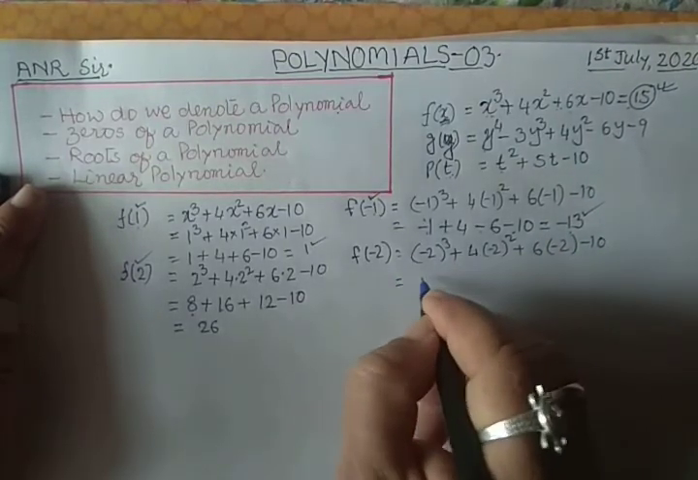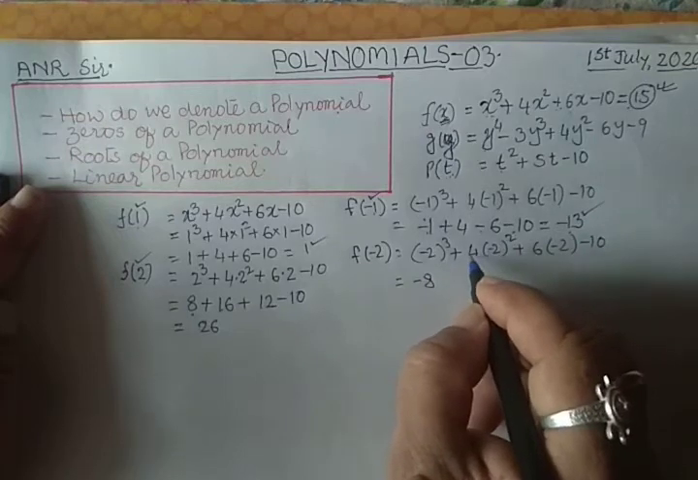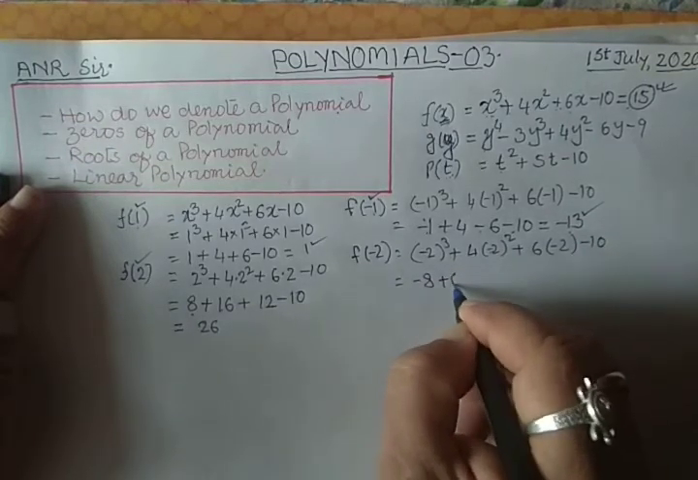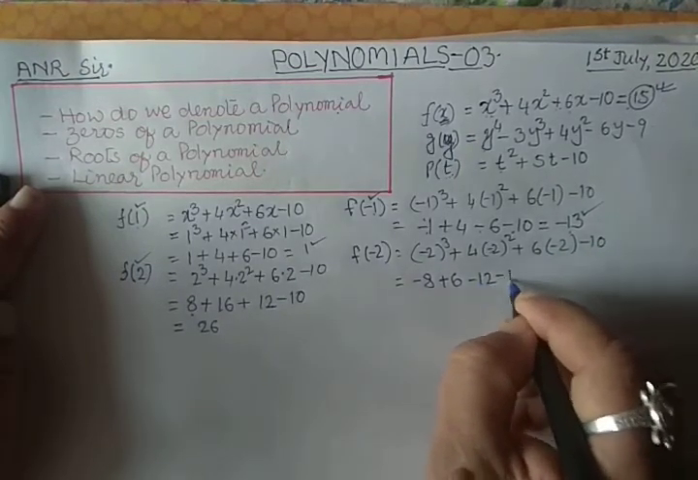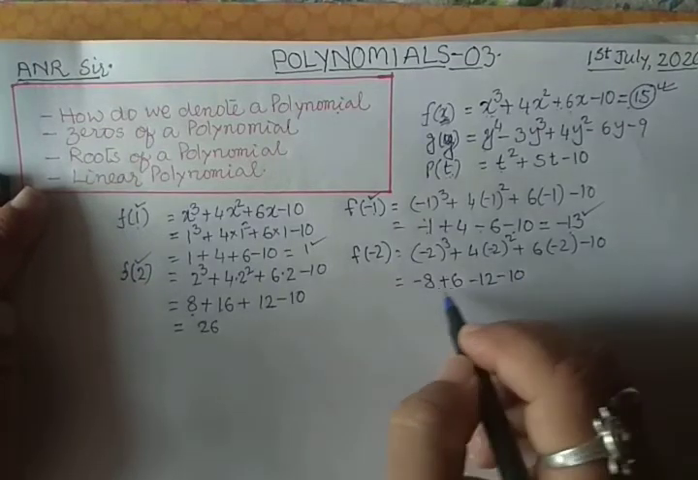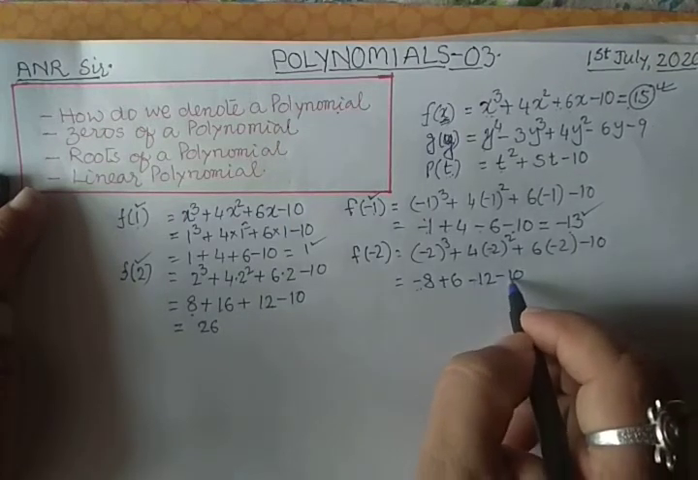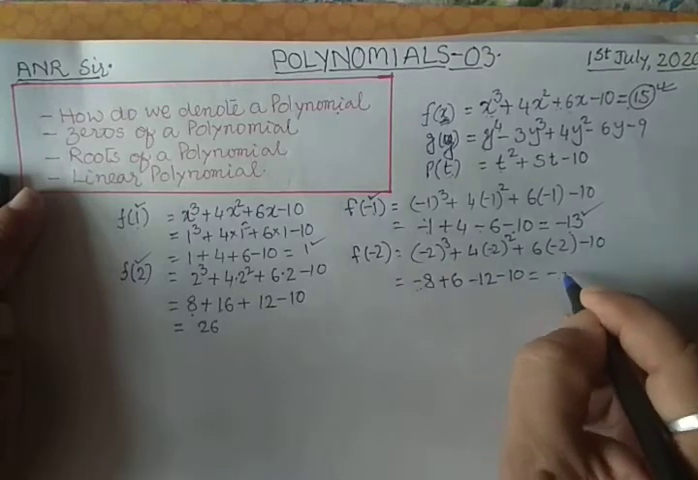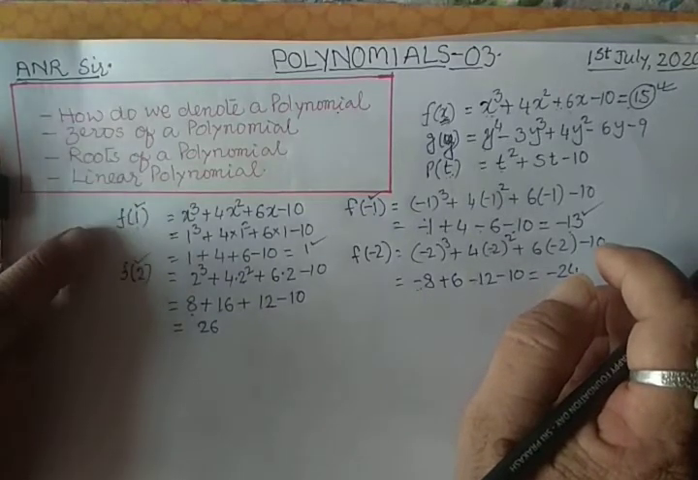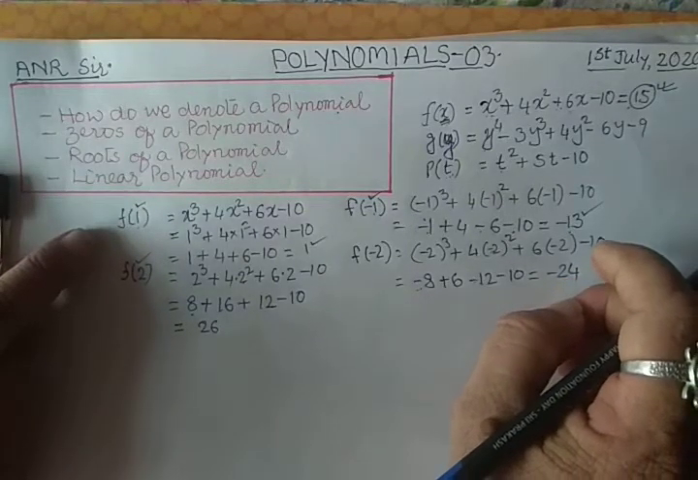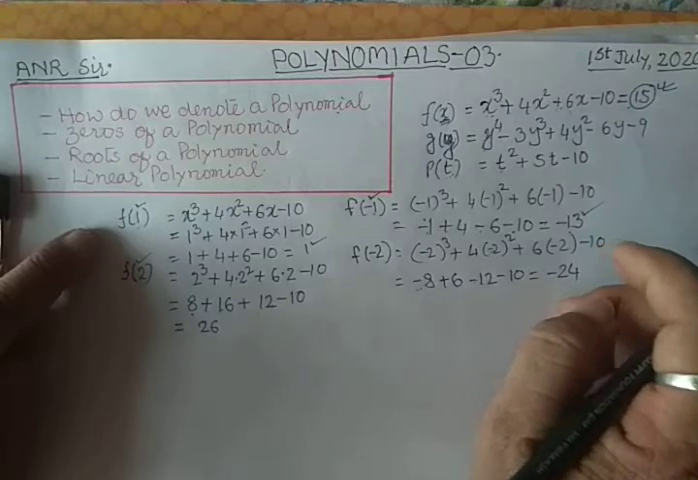Okay, minus 2 whole cube means what? Minus 8. Minus 2 square means plus 4. 4 into 4, 16. Minus 12. Minus 10. Clear? So, how much you get? Minus 8, minus 12, minus 20, minus 30, plus 16. That means minus 24. Like that, by giving different values for x, we can find the value of the polynomial. What is given?